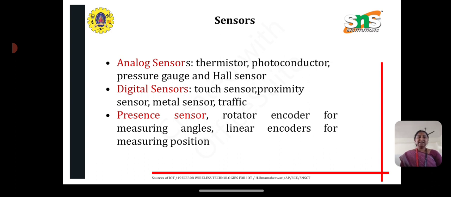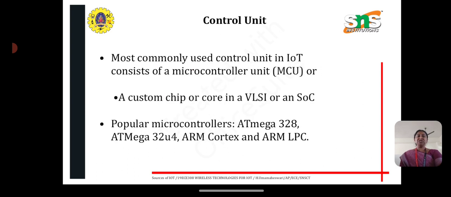Then digital sensors are the touch sensor, proximity sensor, metal sensor, and the traffic sensors. Then the presence sensors we are using are the rotary encoder for measuring the angles and the linear encoder for measuring position. Then the control unit. The most commonly used control units in IoT are the microcontroller unit and a custom chip or core in a VLSI.